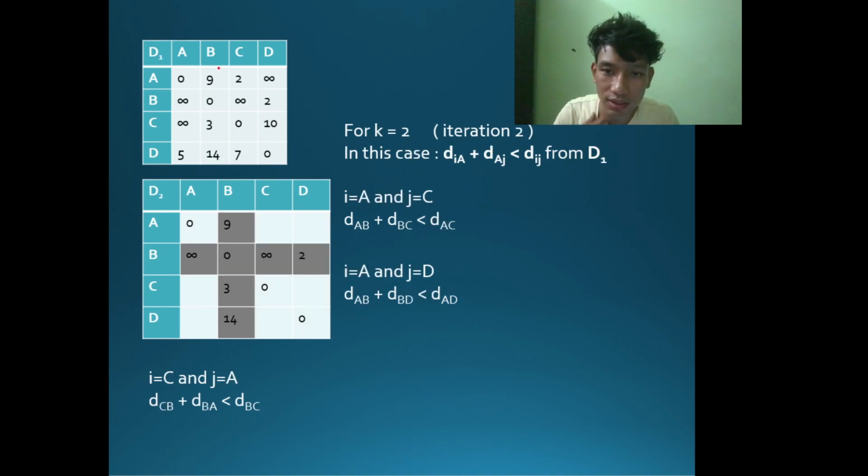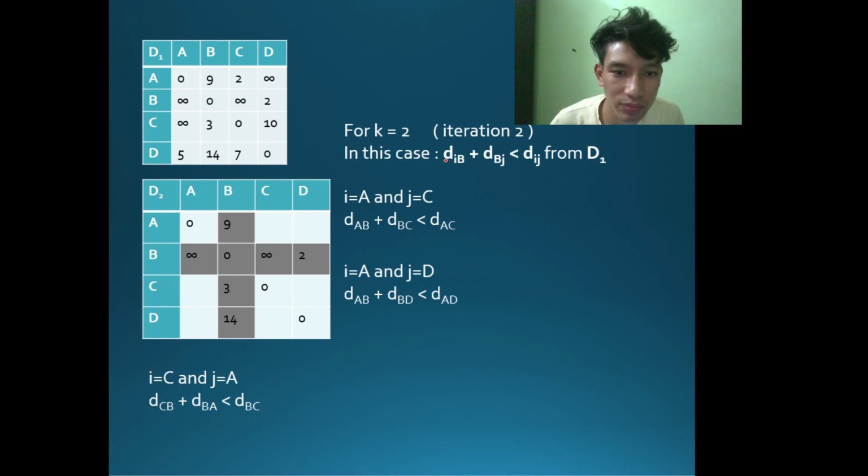So here, this is the obtained D1 matrix, and then we will go to the next iteration, which is for k is equal to 2. So here there's some correction: initially it was written a, but for k is equal to 2 it is supposed to be b.